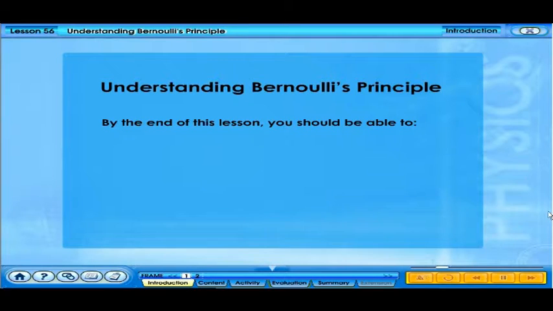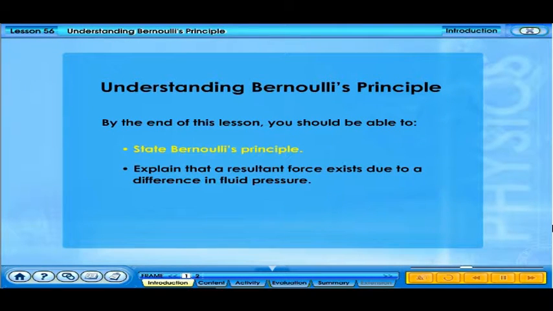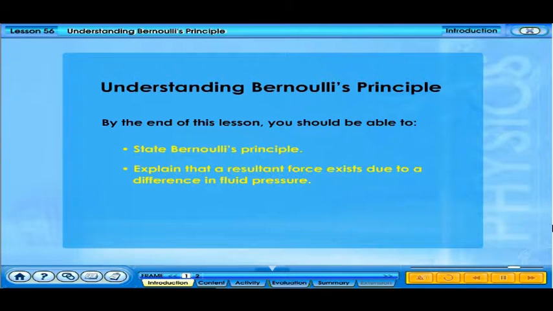By the end of this lesson, you should be able to state Bernoulli's principle. Explain that a resultant force exists due to a difference in fluid pressure.